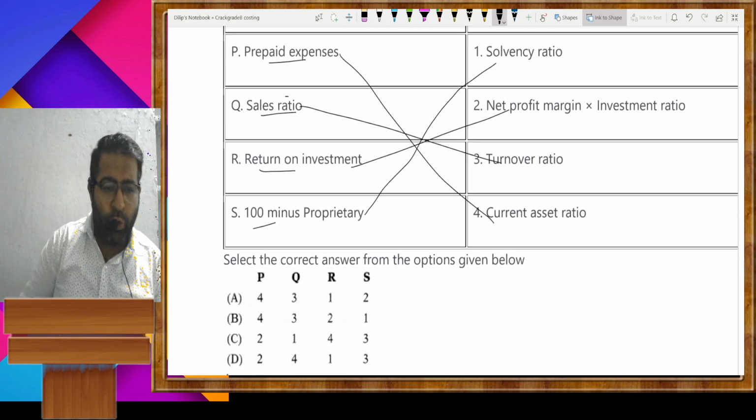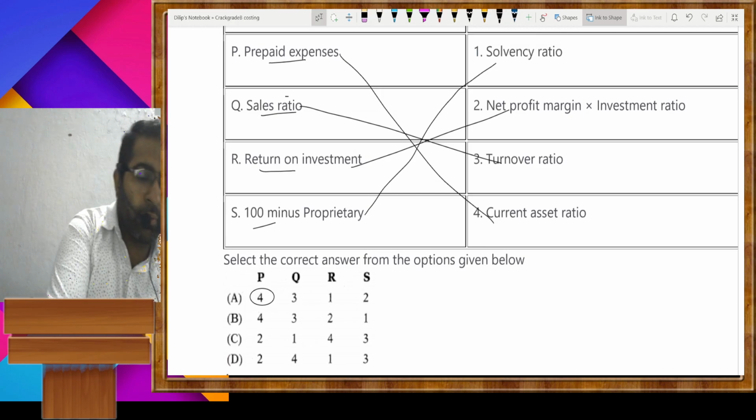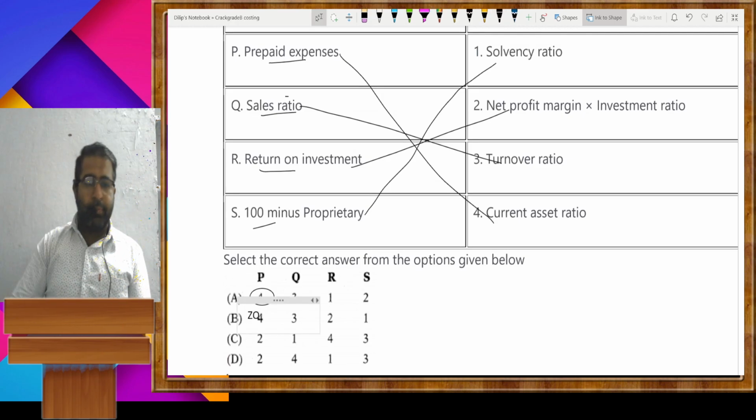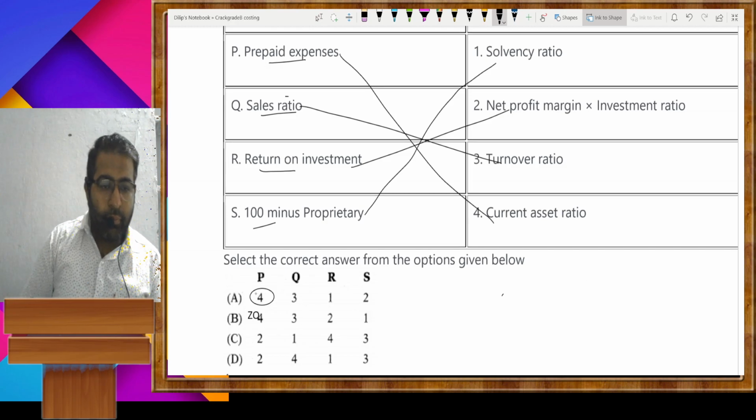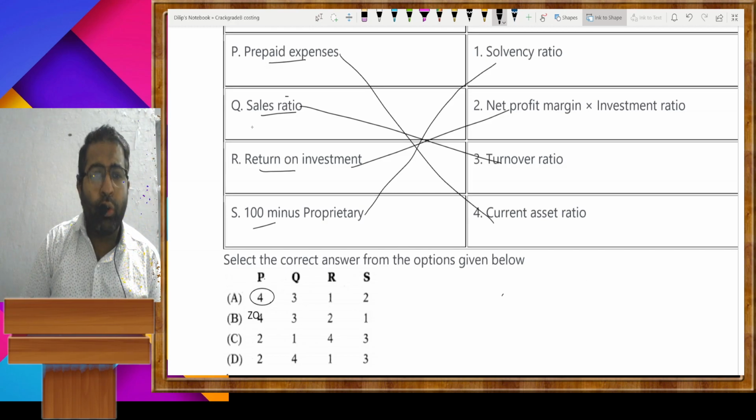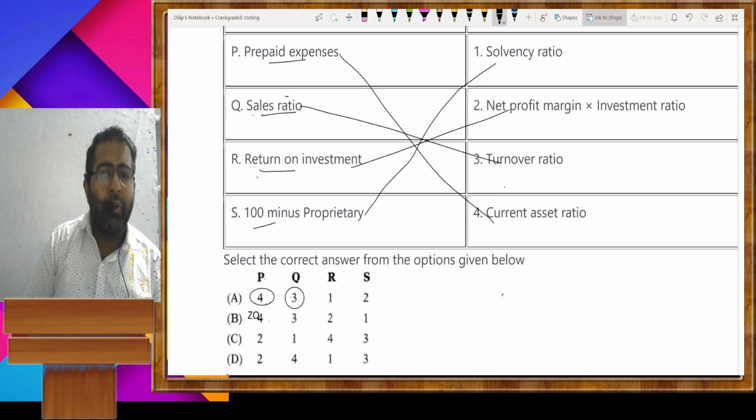So P is for 4. Yes, students. P for 4 and Q with the third. These both are the same option. Return on investment 2 here. So answer is B.